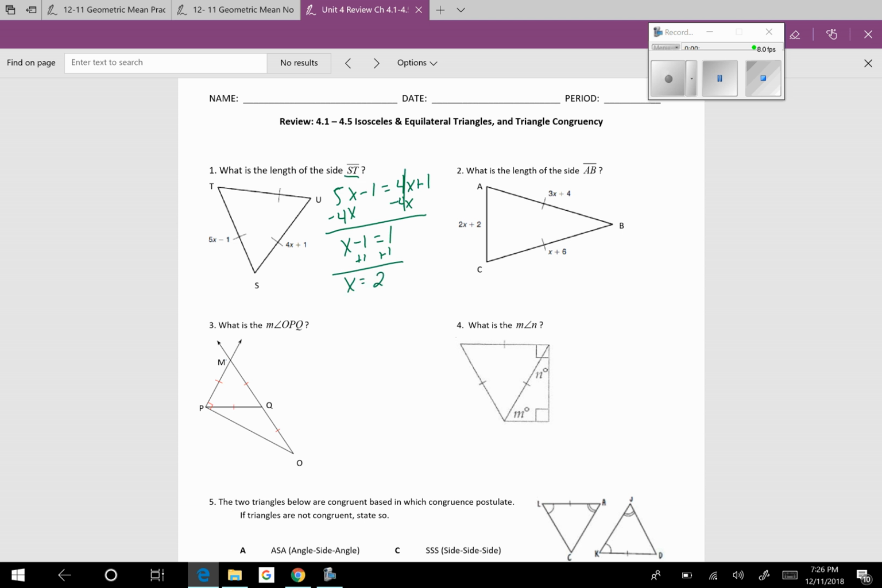But they want ST, so we have to plug in x. So I've got to do 5 times 2 and then minus 1. So 5 times 2 is 10, and minus 1 is 9. So that is ST.